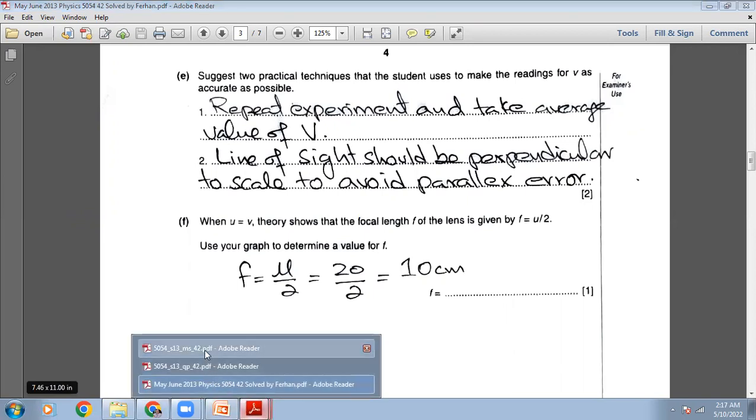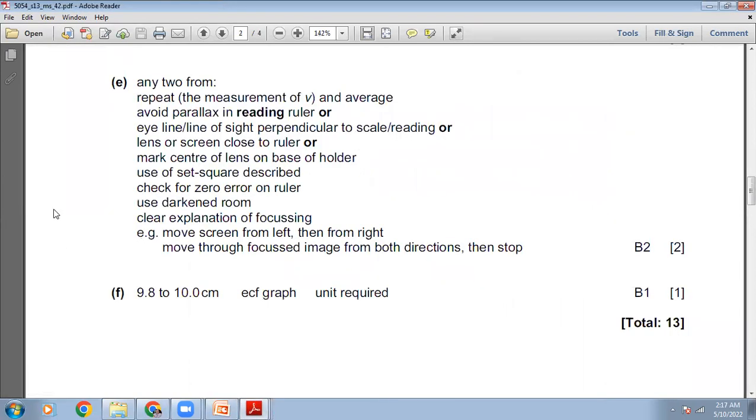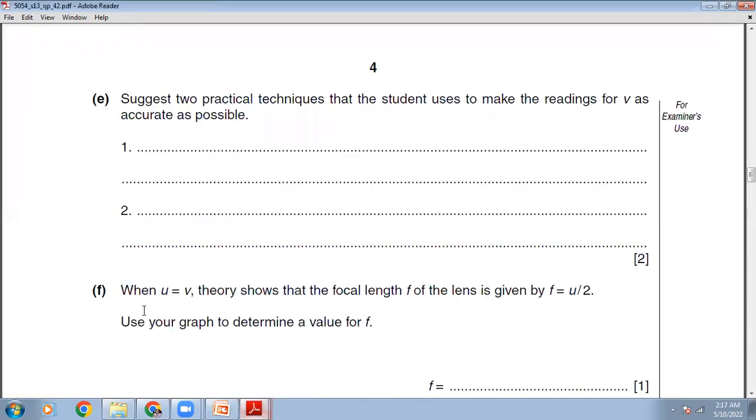So let's have a look at the marking scheme. So here a list of the things are given. You can pause the video and you can read them. I have already checked my answers.